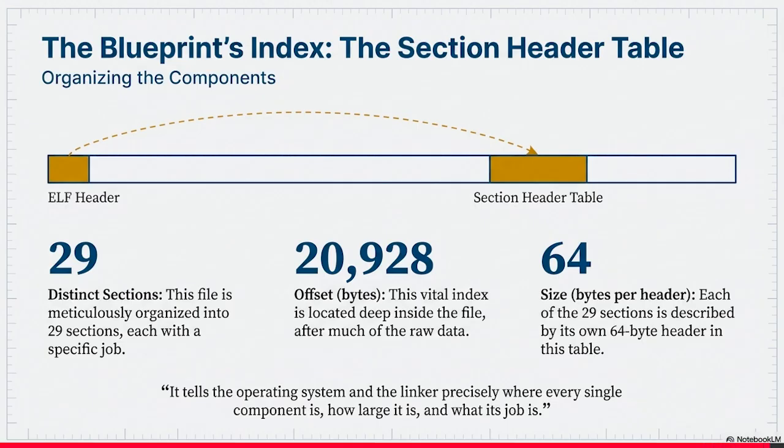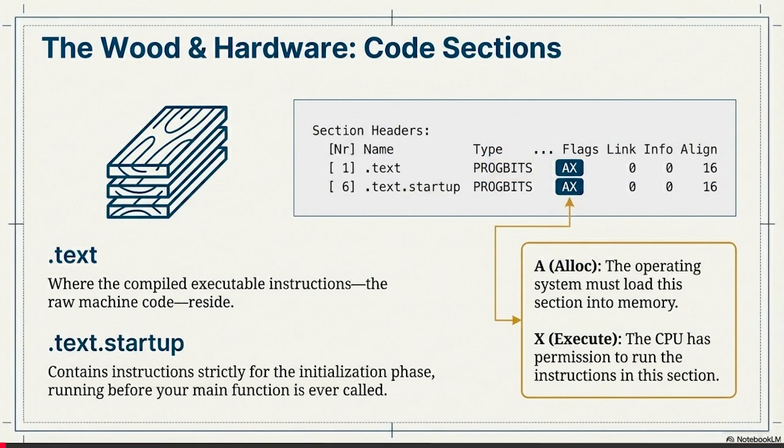All right, let's open the box then and find the actual physical parts, the wood and the hardware. In programming terms, that means the core executable code. And that lives mostly in one place, the .text section. The .text section is where the compiled executable instructions, the raw machine code, reside. If you wrote a function in C++, this is where the CPU instructions for that function are stored. The flags in the section header even confirm its purpose, AX, which stands for alloc and execute. Alloc and execute. So load it into memory, and the CPU has permission to run it.